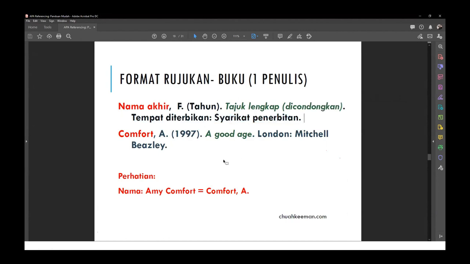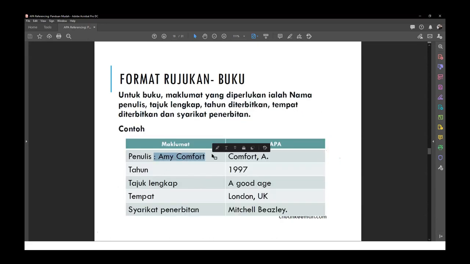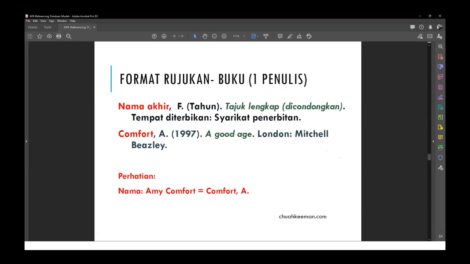So if you refer to the information just now, the name is Amy Comfort. So when you put it in your reference list, it becomes Comfort A because that is the last name. Then the year, the title. The title is the part where a lot of students tend to make mistakes. In the title, only the first letter of the first word is capitalized, as well as proper names or acronyms and all that. The rest of the words, you just put in small letters. But if you are talking about proper nouns like Malaysia and all that, then you have to capitalize, of course. But in general, only the first letter of the first word is capitalized, the rest no.